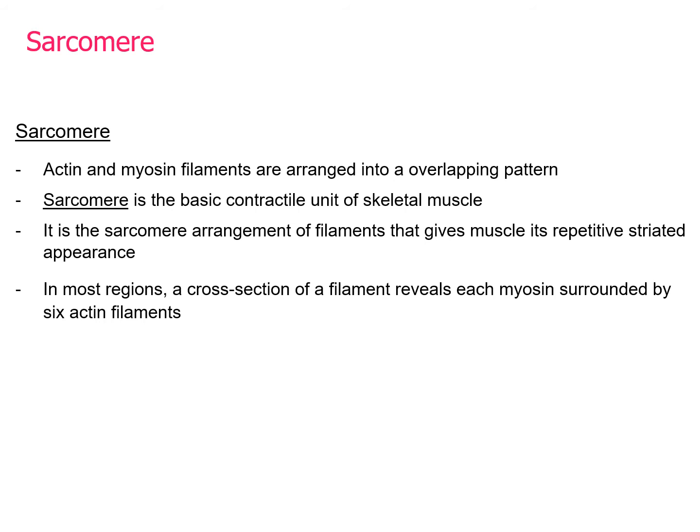It has a very fixed, repetitive arrangement of filaments, thin and thick filaments, so that the muscle is striated or striped in appearance. In most areas of muscle, you'll find that for every myosin thick filament, it's going to be surrounded by 6 actin thin filaments. Okay, myosin thick filaments and actin thin filaments.